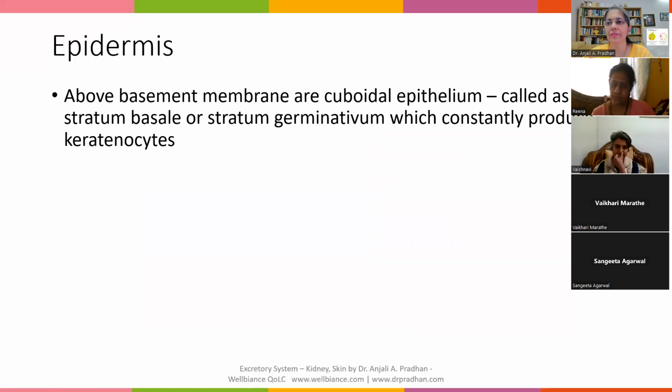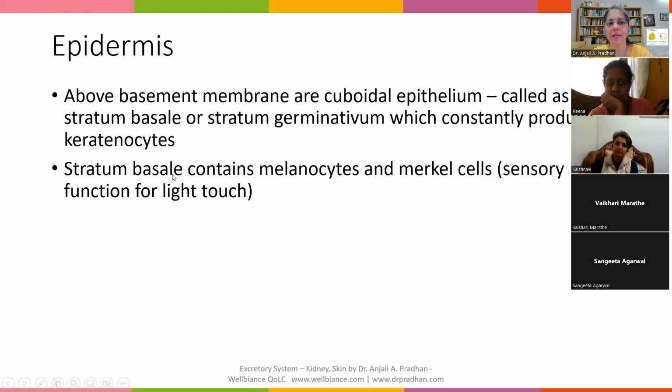Now we'll just read this. Above the basement membrane are the cuboidal epithelium called stratum basale or stratum germinativum, forming new cells, which constantly produce keratinocytes. Stratum basale contains melanocytes and Merkel cells. These have a sensory function for light touch. Dermis has nerve supply, and they come up to this last one, stratum basale.